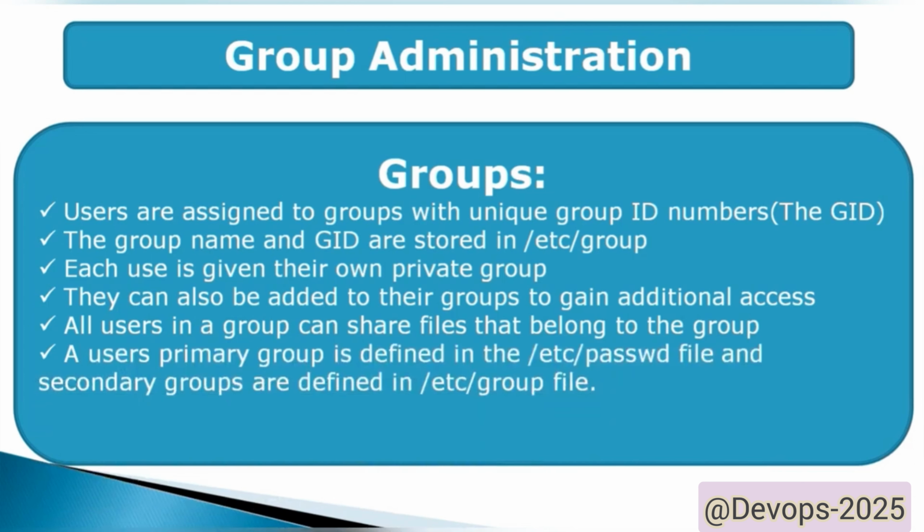Apart from that, there are two kinds of groups. One is called the primary group. Whenever a user is created, the primary group is automatically defined in /etc/passwd, which we saw last time. And the secondary group is defined under the /etc/group file.